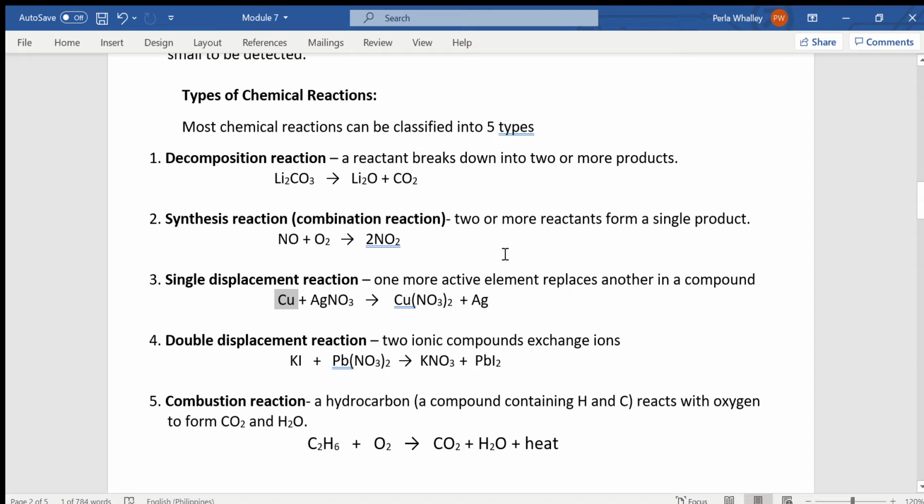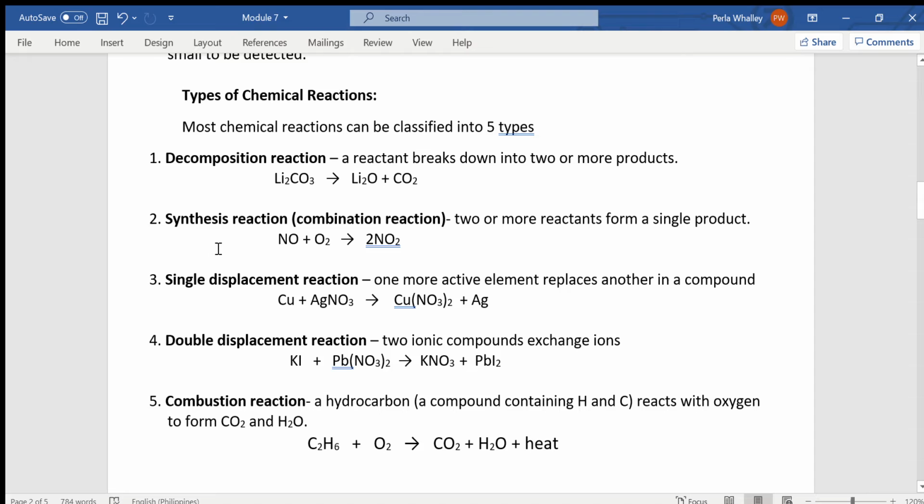First, decomposition reaction. A reactant breaks down into 2 or more products. Example here, lithium carbonate produces lithium oxide plus carbon dioxide. So here we have a single reactant, and then it decomposes into lithium oxide plus carbon dioxide, 2 different substances. So it is called decomposition, the breaking down of a single reactant into 2 or more products.